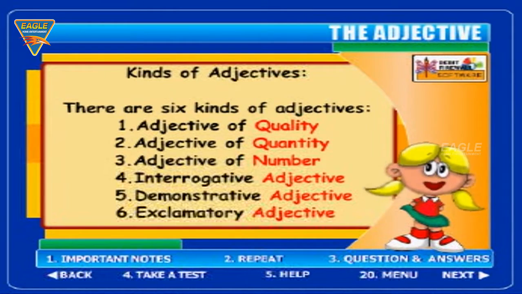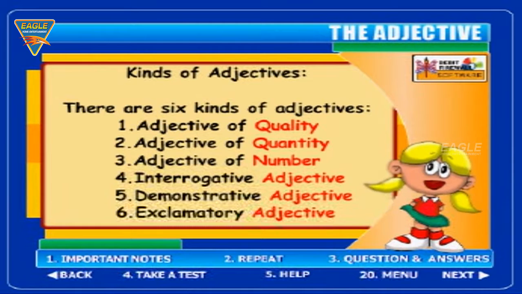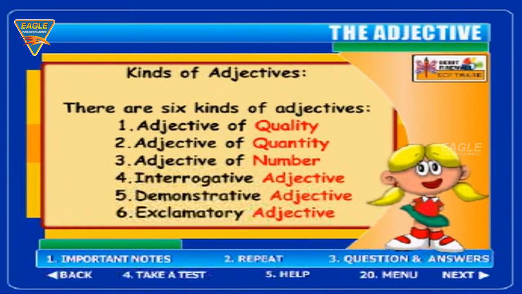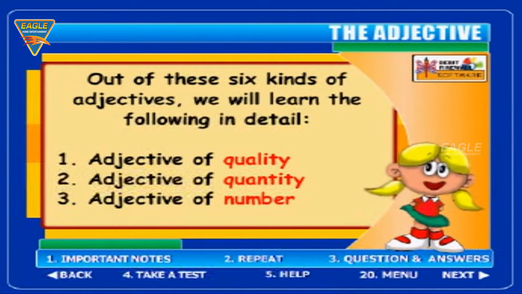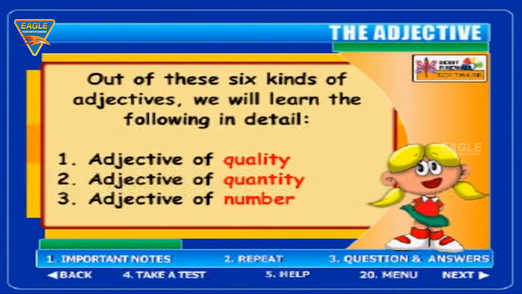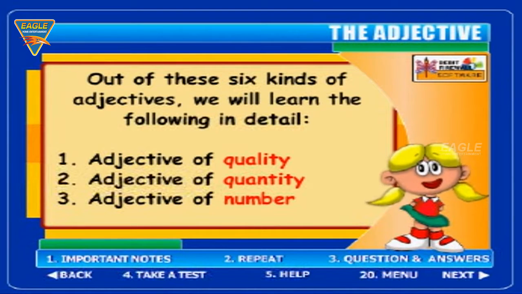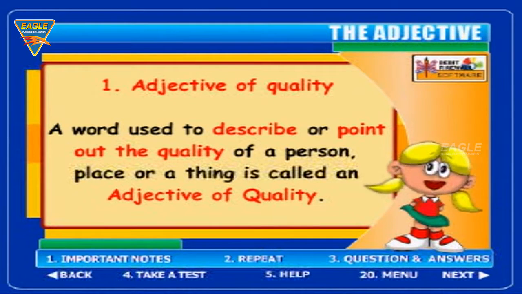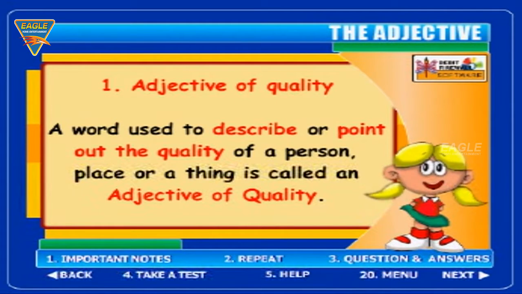Kinds of adjectives. There are six kinds of adjectives: adjective of quality, adjective of quantity, adjective of number, interrogative adjective, demonstrative adjective, exclamatory adjective. Out of these six kinds, we will learn the following in detail: adjective of quality, adjective of quantity, adjective of number. Adjective of quality: a word used to describe or point out the quality of a person, place or a thing is called an adjective of quality.